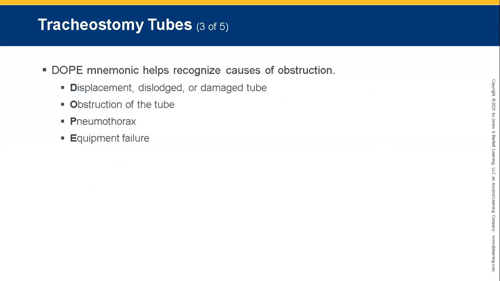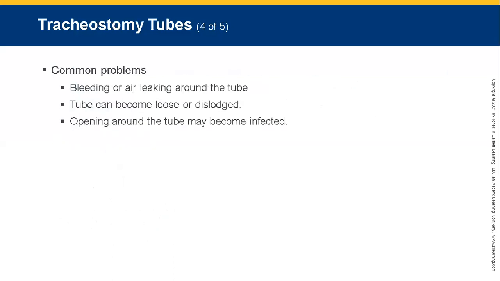Use the DOPE mnemonic. This helps to recognize causes of obstruction, which include displacement, dislodged or damaged tube, obstruction of the tube, pneumothorax, equipment failure. Common problems include bleeding or air leaking around the tube. The tube can become loose or dislodged. The opening around the tube may become infected.